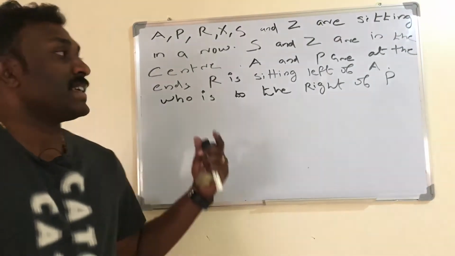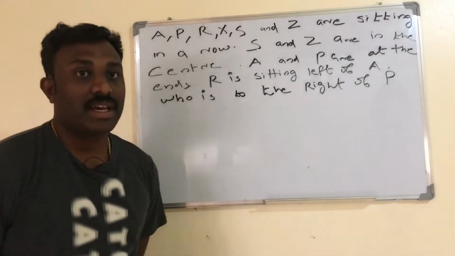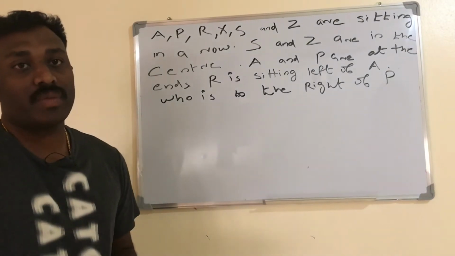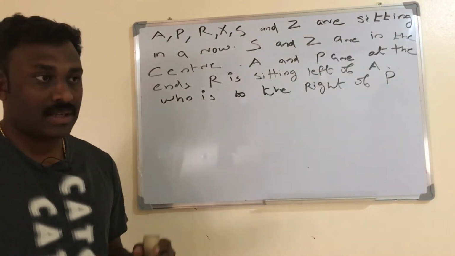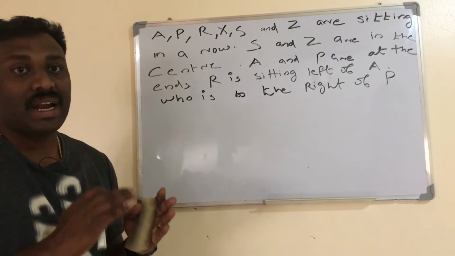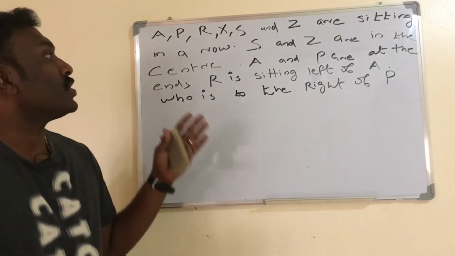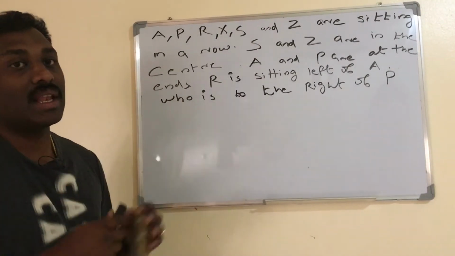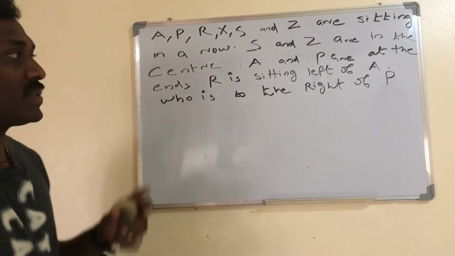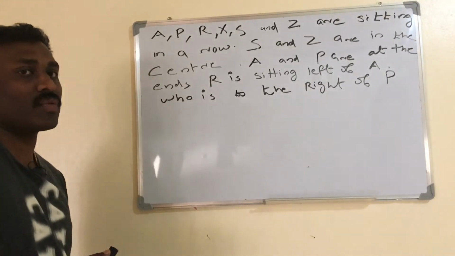Hi friends, this question is regarding seating arrangement. In seating arrangement, different types of questions will be asked. One type is regarding linear arrangement, so we will see linear arrangement type questions. This is a basic and simple type of question.